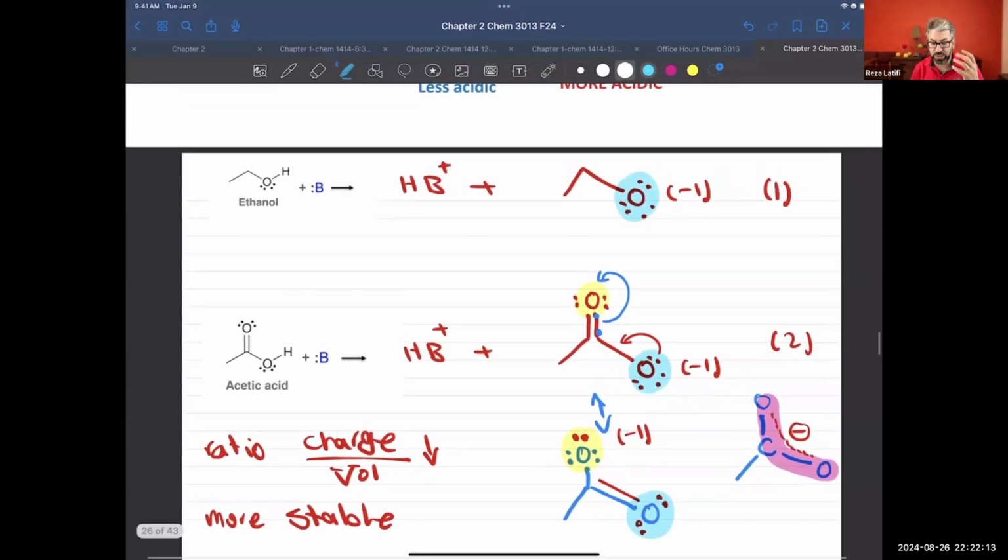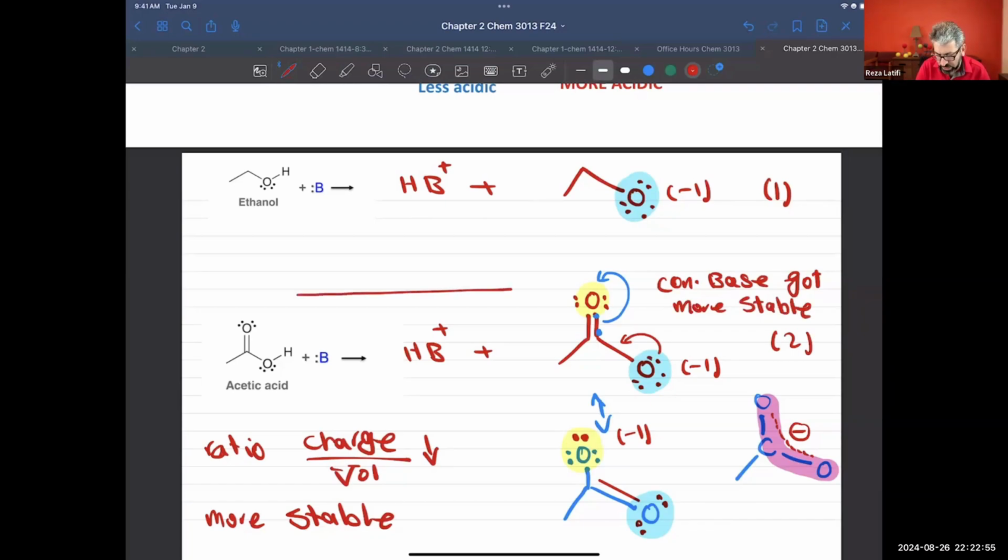So now the point that I want to make, and that we need to be careful about: what will happen if we get a resonance structure? If we get a resonance structure, we can easily distribute the charge, and because we can easily distribute the charge, the conjugate base will be more stable. So I'm going to write here: the conjugate base got more stable through the resonance structure. And this is going to move the chemical reaction to the right side.